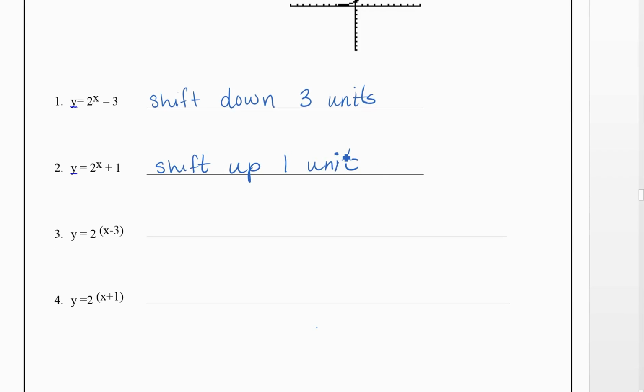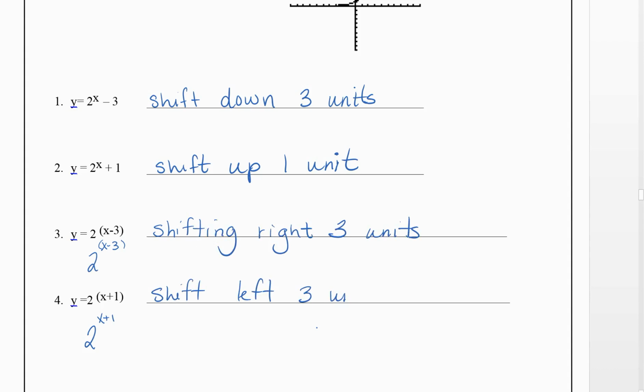Now we're doing stuff up inside where the x is, up in the exponent. This is 2 to the x minus 3 as an exponent. This is 2 to the x plus 1. Remember, when we're adding or subtracting inside, we're shifting horizontally. And these seem a little backwards. When we're subtracting, we're moving right. So this is shifting right 3 units. And when we're adding, we're shifting left. So this is going to shift left 1 unit.